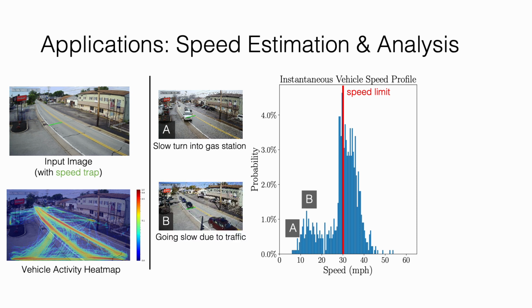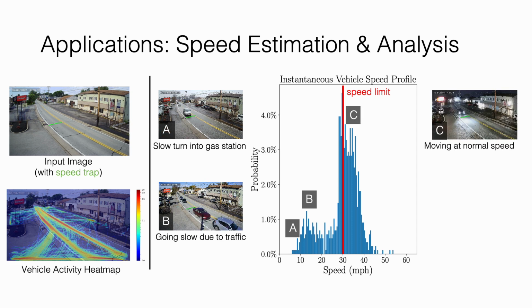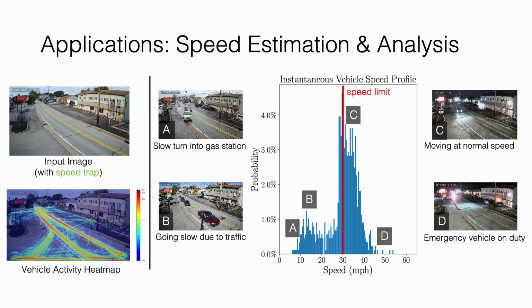The cars are moving slowly due to traffic. The car is moving at normal speed. Or there's an emergency vehicle on duty. This allows us to automatically extract insights from the data that could potentially help improve urban planning.